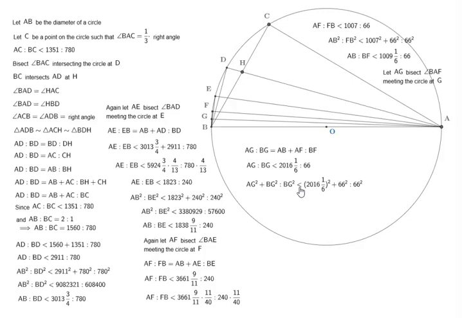Squaring, componenting, we get AG square plus BG square is to BG square is less than 2016 plus 1 by 6 square plus 66 square is to 66 square. Now, AG square plus BG square is equal to AB square. So again, AB square is to BG square is less than, simplifying this, we get 4069284 plus 1 by 36 is to 4356. And again, square rooting this, we get AB is to BG is less than 2017 1/4 is to 66. Inverting the ratios, we get BG is to AB is greater than 66 is to 2017 1/4.